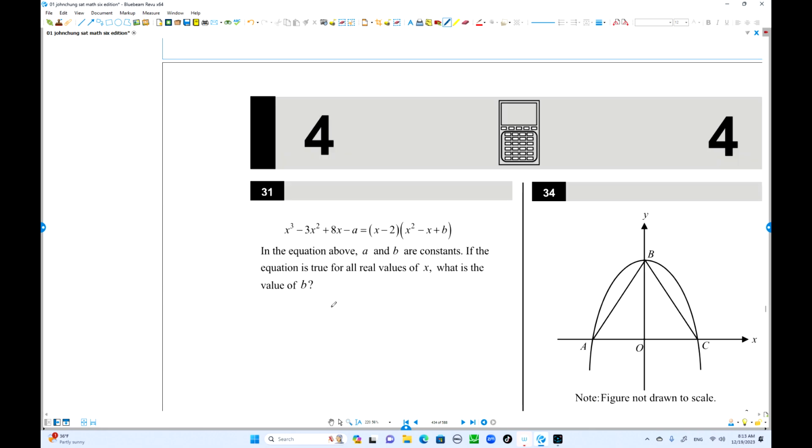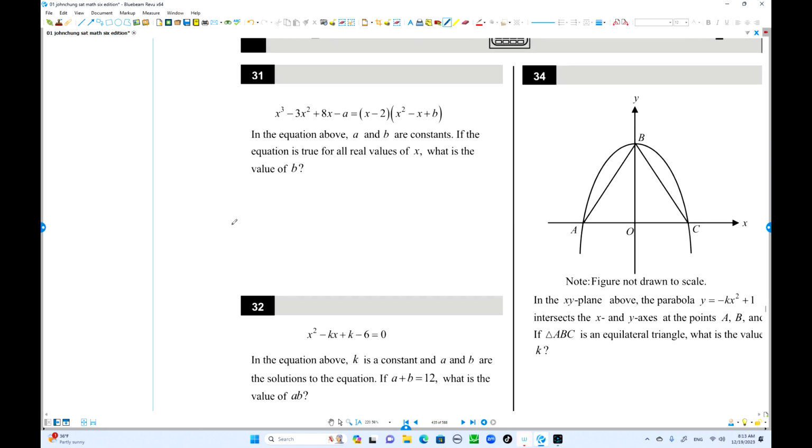Now the next page is number 31. The equation is an identity, right? They are true for all values of x. That means that for any value of x you can put in there, they are always equal, right? You're going to use this one. And also you can remember, this is a kind of remainder theorem. This one is expressed by x minus 2, right? So you can try putting in x is 2. Yeah, they're always true anyway.